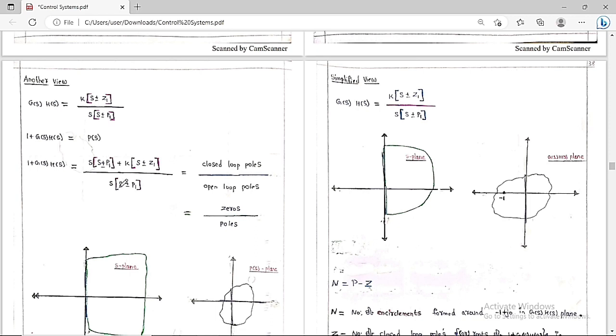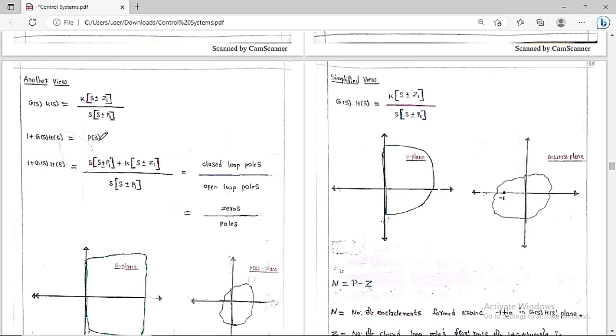And what is this one? S into S plus or minus P1. These are basically open loop poles. So you can write like this. Listen carefully. This is the open loop transfer function, K into S plus or minus Z1 by S into S plus or minus P1.